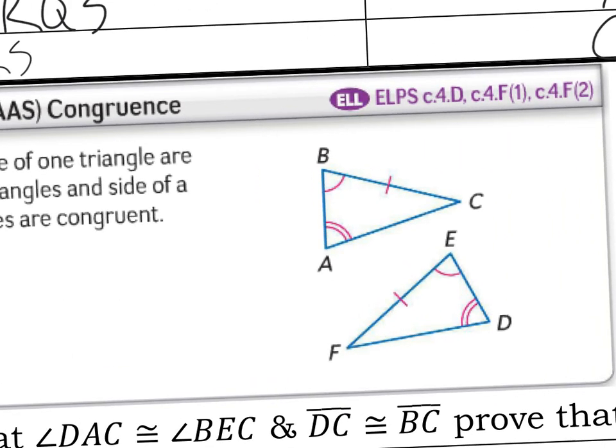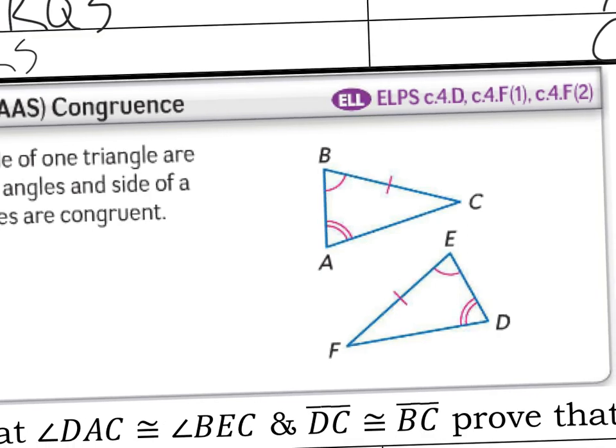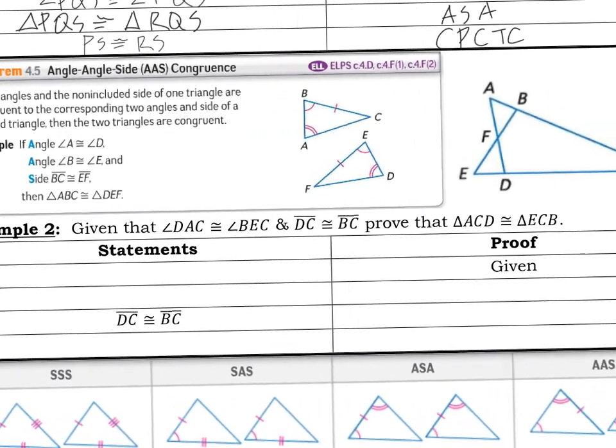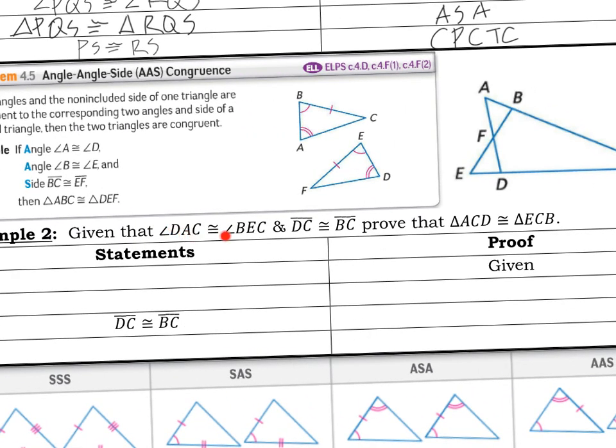I guess you could read it as side, angle, angle, but it's always written down as angle, angle, side. So if you see that, just write down angle, angle, side rather than side, angle, angle. Okay, so I wrote, given that angle DAC is congruent to angle BEC and DC is congruent to BC, prove that triangle ACD is congruent to triangle ECB.